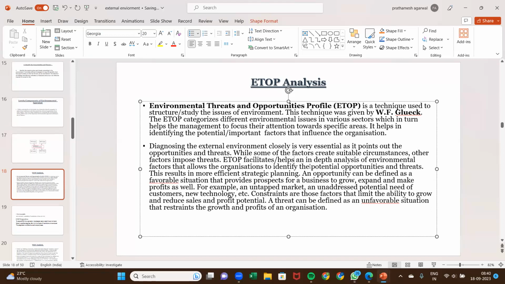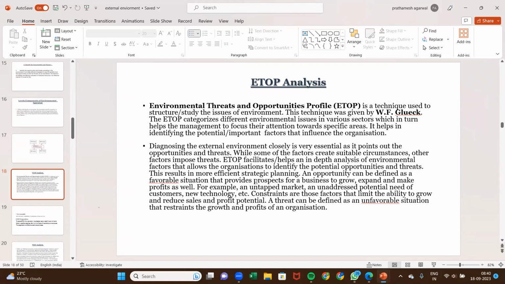It helps us in in-depth analysis of environmental factors that allows organizations to identify the potential operations, opportunities and threats. Okay, it will tell us about this. This results in more efficient strategic planning.